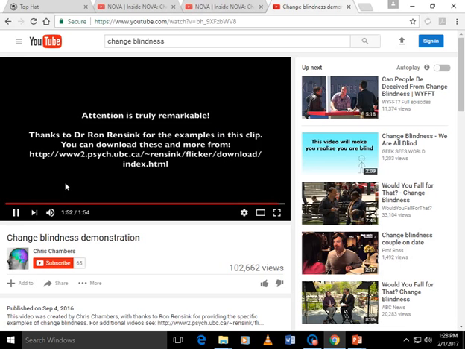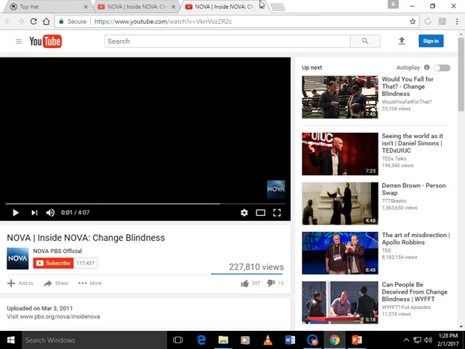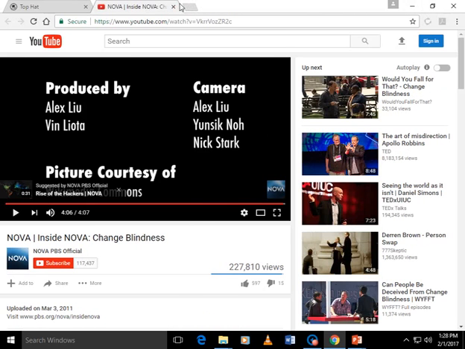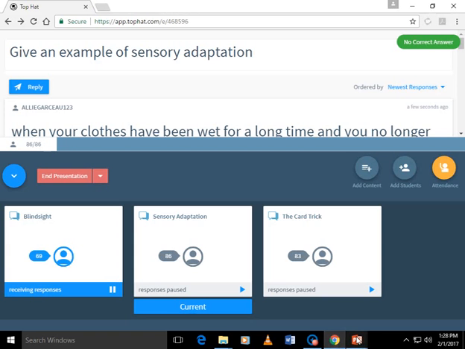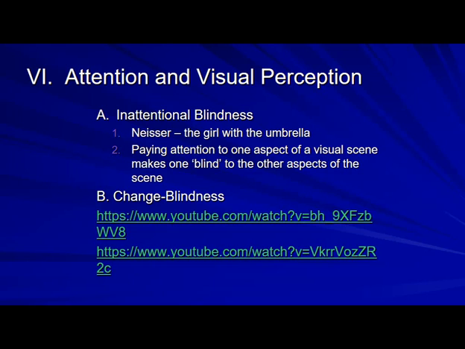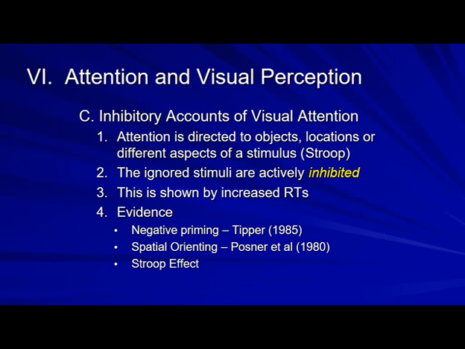So, that's change blindness. A little fun trick you can take home with you to amaze your friends with. We just simply aren't geared to pay attention to everything, and so it's the things that we pay close attention to that we're most likely to notice.